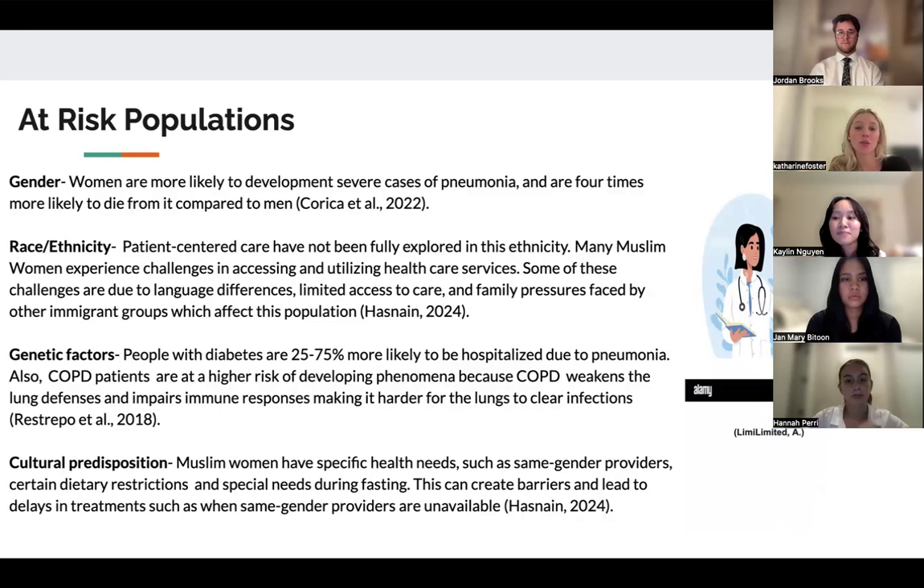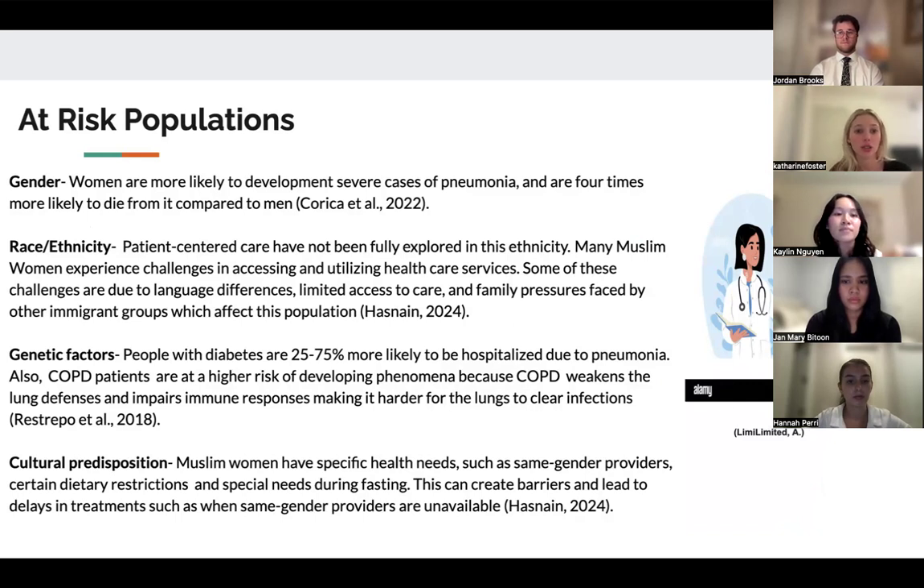Hello. All right. So I'm going to be talking about at-risk populations. So this being said, starting off with gender, women are more likely to develop severe cases of pneumonia and are 4 times more likely to die compared to men. And then race and ethnicity.